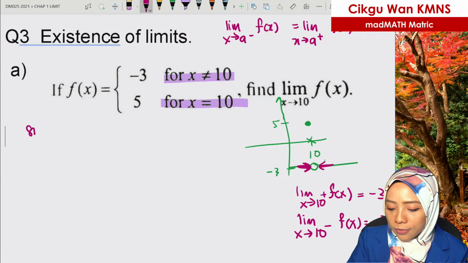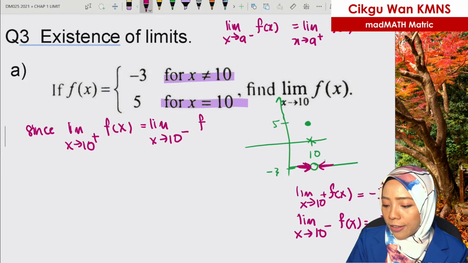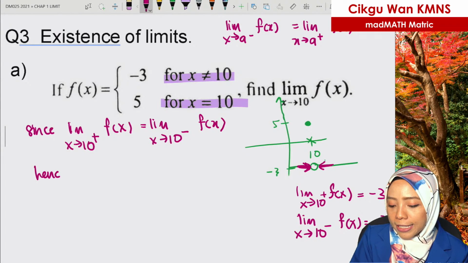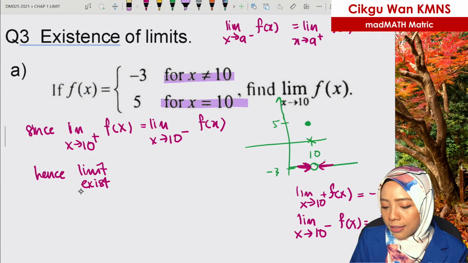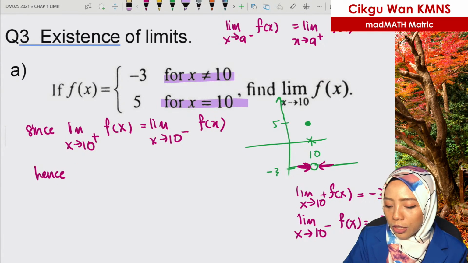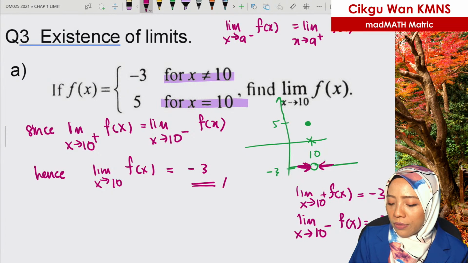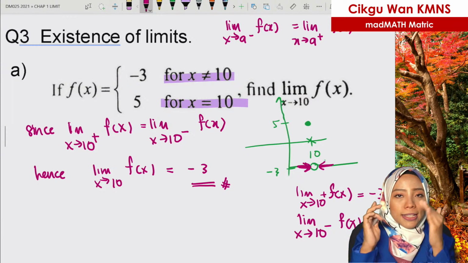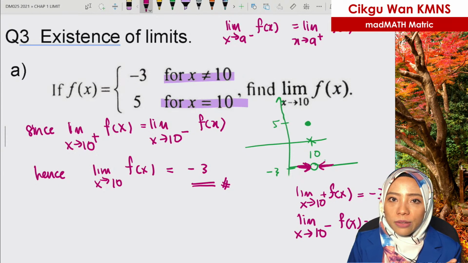Therefore, since limit x approaching 10 to the right is equal to limit x approaching 10 to the left, hence the limit exists. We write down limit x approaching 10 of f(x) is equal to negative 3. The y value is negative 3, so it exists. If it exists, you must state what the value is. If it does not exist, just write does not exist. You cannot write just exist.